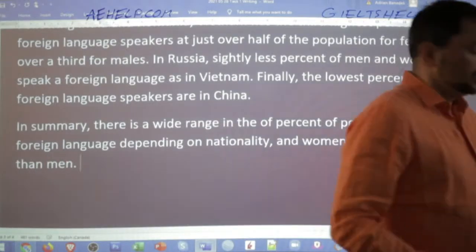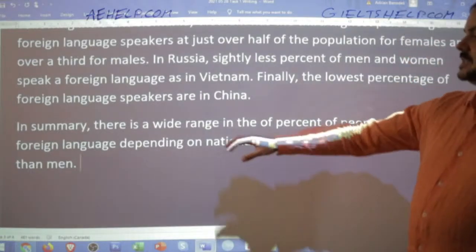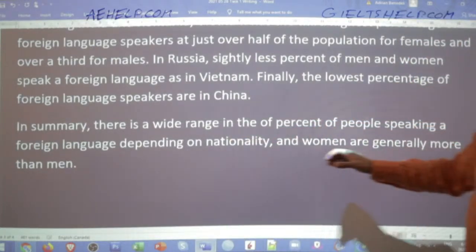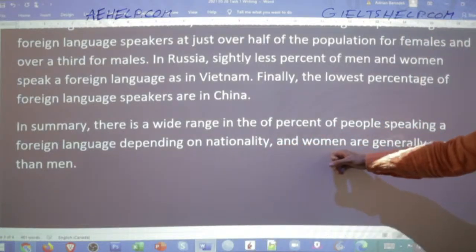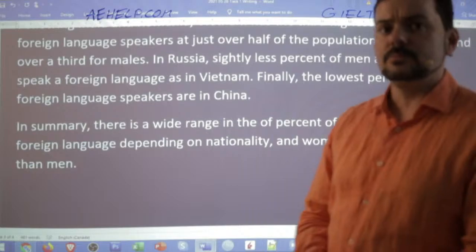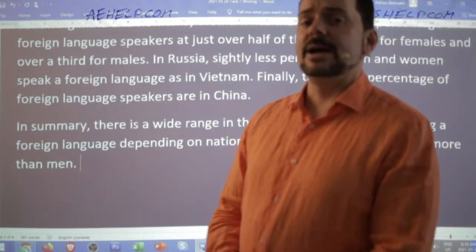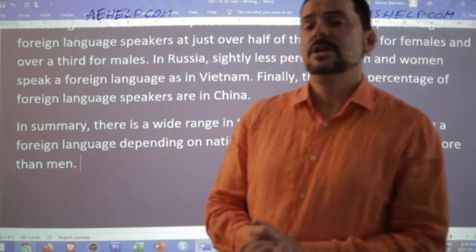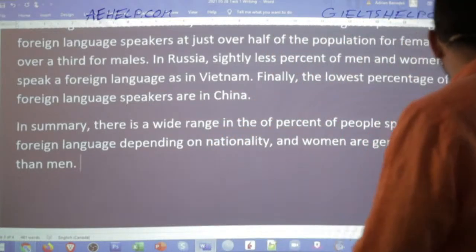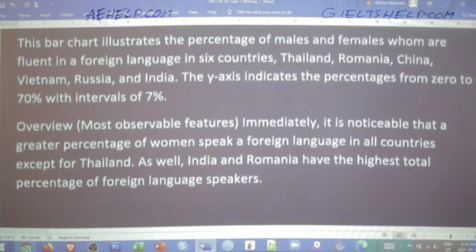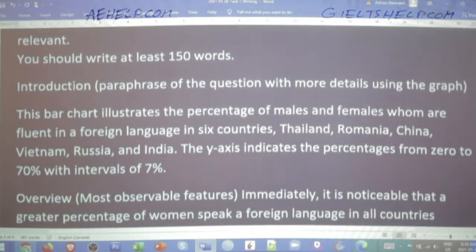Okay. So something simple like this. In summary, there is a wide range in the percent of people speaking a foreign language depending on nationality, and women are generally more than men. Okay? All right, so now I'm at about 200, 210 words, and I'm at a band 9 as long as I don't have spelling mistakes and grammatical mistakes. Okay, let's go from the beginning.